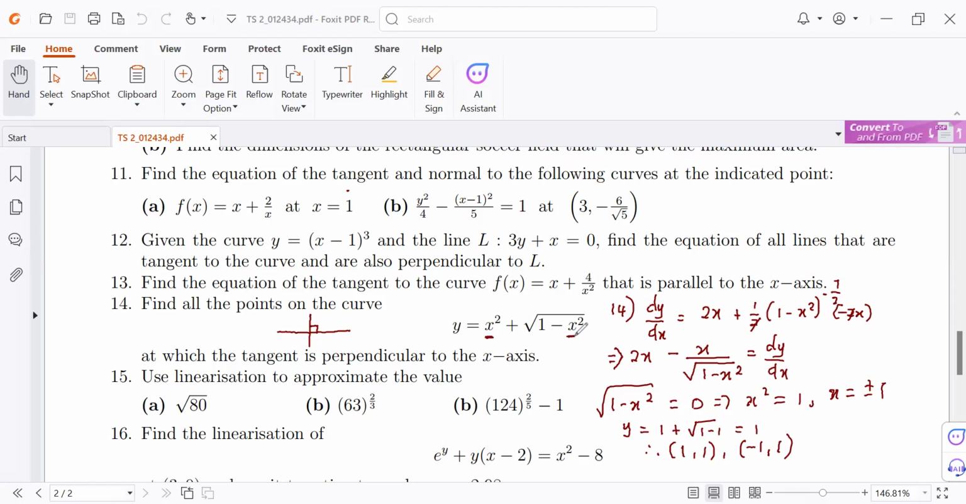The question says find all the points. So I found there are 2 points. Point 1 is (1, 1). Point 2 is (negative 1, 1). So I hope we don't miss that one.